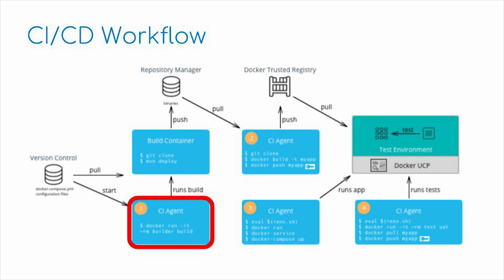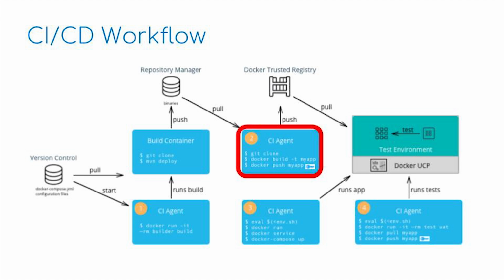First, build the application. A change to the version control of the application triggers a build by the CI agent. A build container is started and passed parameters specific to the application, and the container can run on a separate Docker host or on UCP. The container obtains the source code from version control, runs the command of the application's build tool, and finally pushes the resulting artifact to a repository manager.